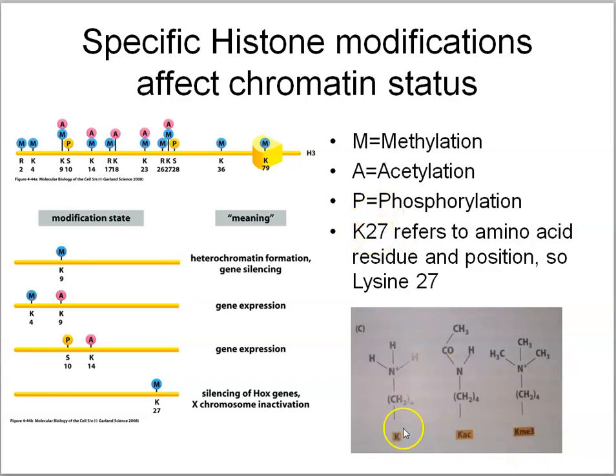And this is just an image of the R group of lysine. It's got an NH3 plus group on there, and each of those hydrogens can be replaced with a methyl group as shown here. So this is lysine trimethylated, or you can just acetylate.